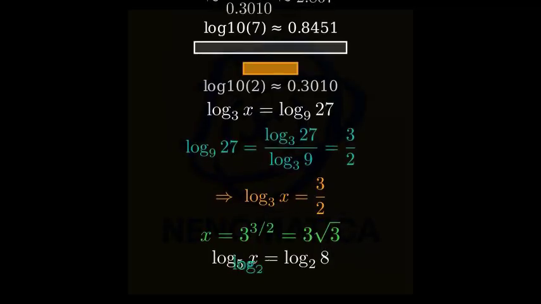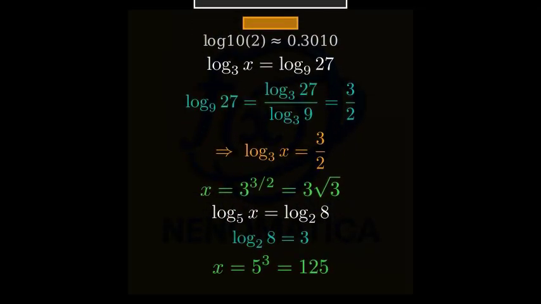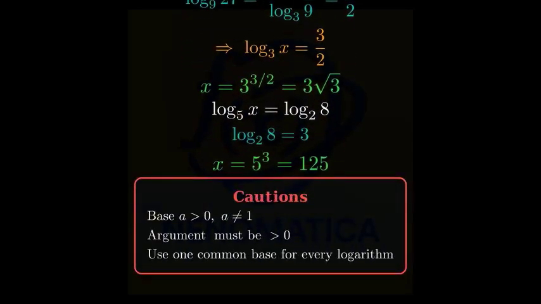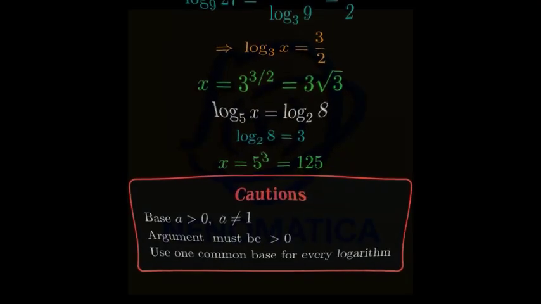Example 3. Solve log base 5 of x equals log base 2 of 8. The right-hand side is simply 3, because 2 cubed is 8. Therefore, x equals 5 cubed, which is 125. Important cautions. The base of a logarithm must be positive and not equal to 1. The argument of a logarithm must be strictly positive. Always check these conditions when solving equations.